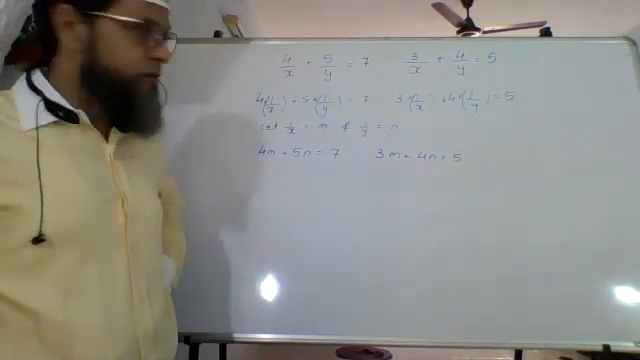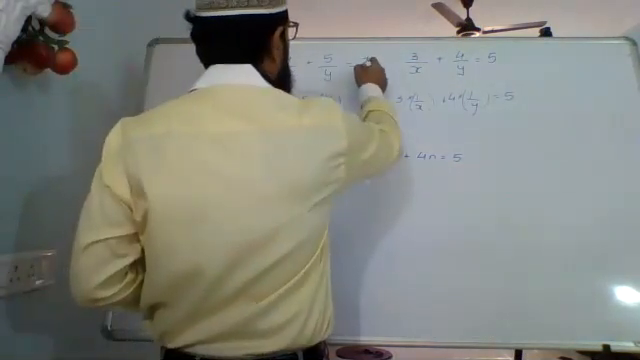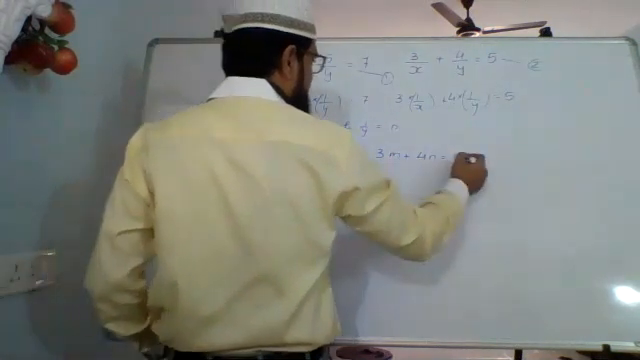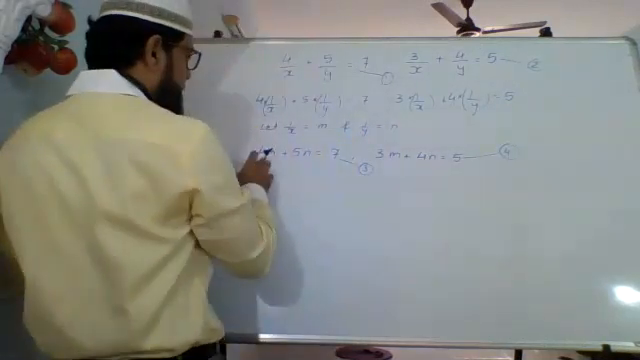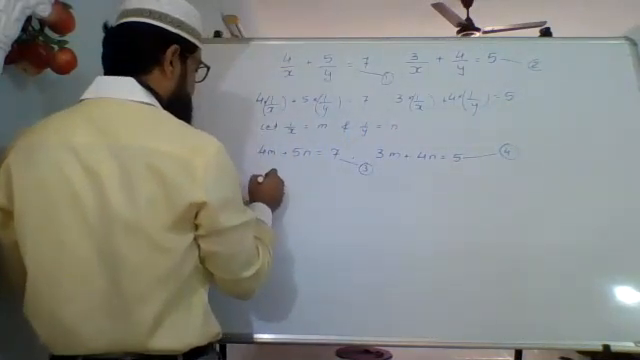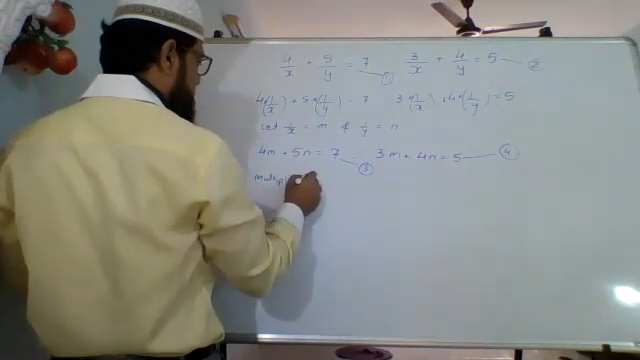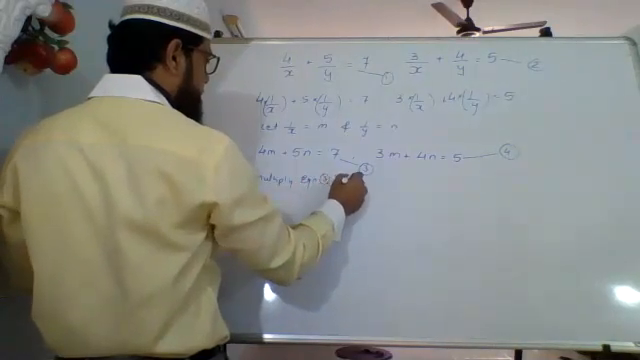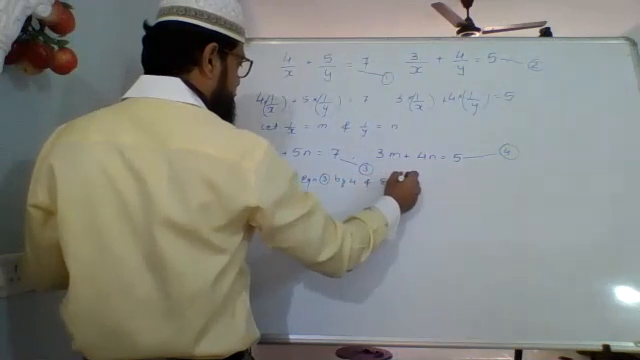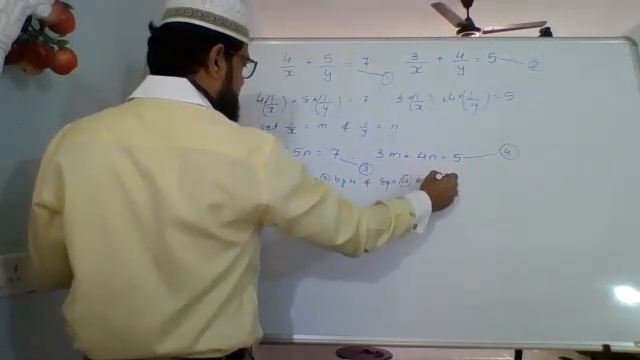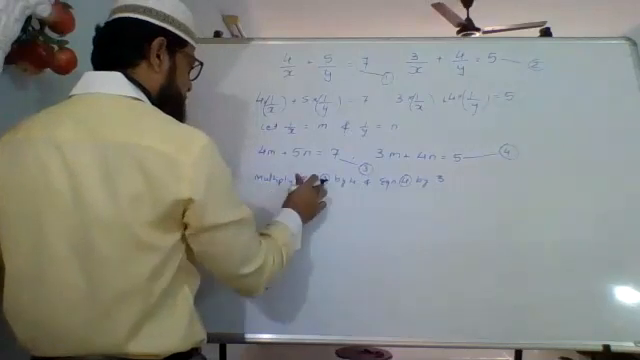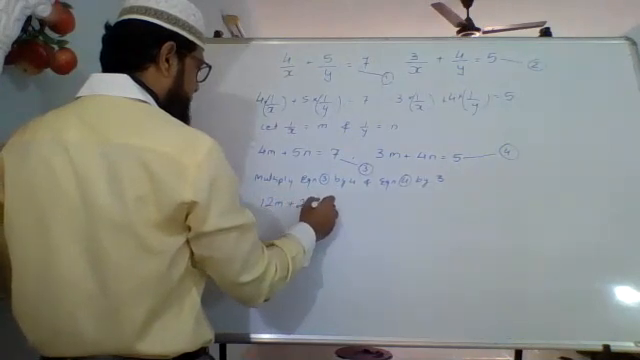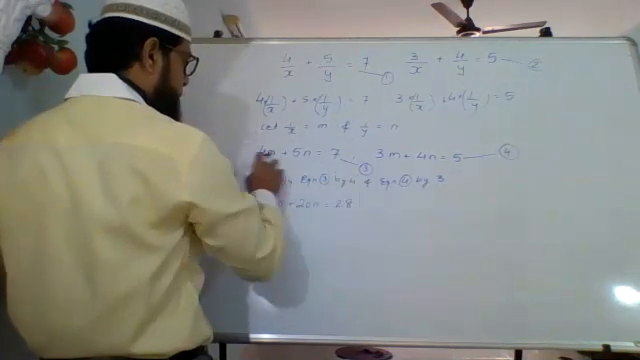Okay, how are we going to solve them? Now these were your equation number 1 and this was equation number 2. What I've got here is equations 3 and 4. Now I want to make the coefficients of m equal, so I'll multiply equation 3 by 4 and equation 4 by 3. So each of them will become 12. If I multiply equation 3 by 4, it will become 12m plus 20n equals 28. I've multiplied everything by 4.